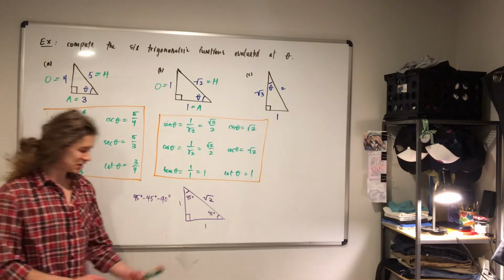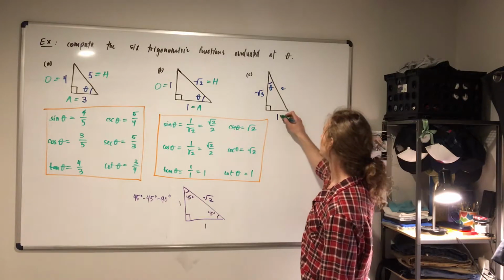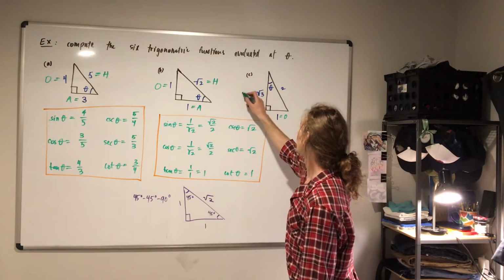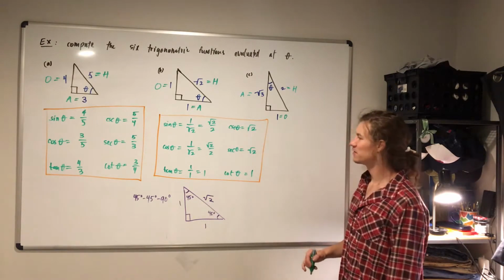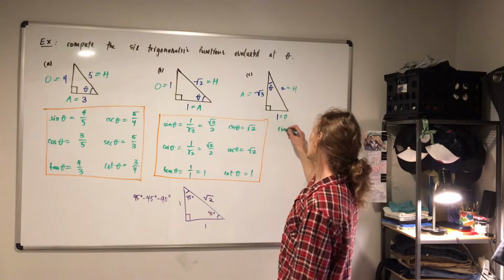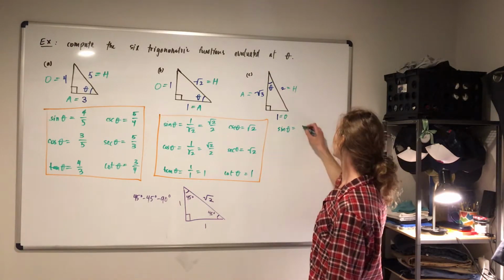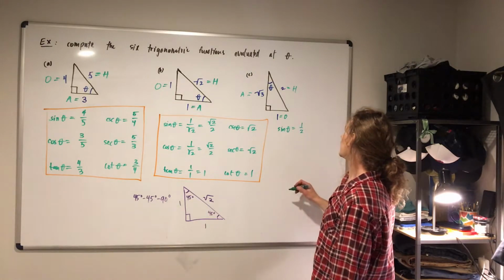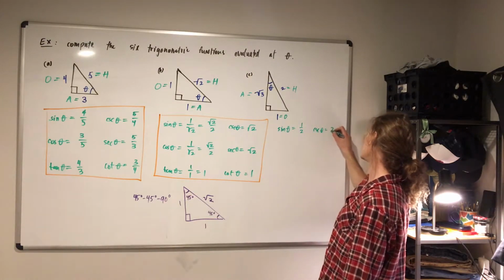Finally, let's look at part C. So part C here, we'd start by identifying our opposite side, our adjacent side, and our hypotenuse, and just run through our definitions for sine, cosine, tangent, and their reciprocal functions. See that we can find sine theta is our opposite over our hypotenuse, which is 1/2. See that we could find from there cosecant of theta is 2.